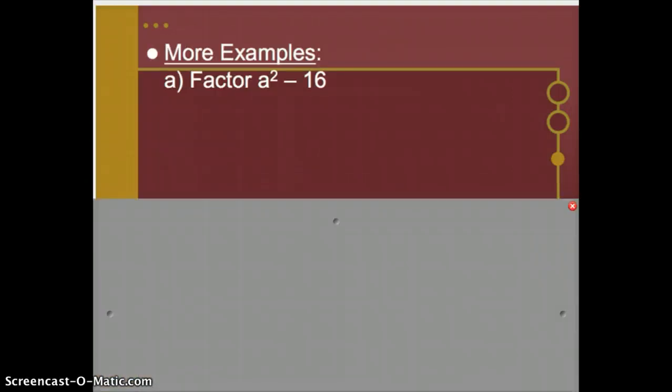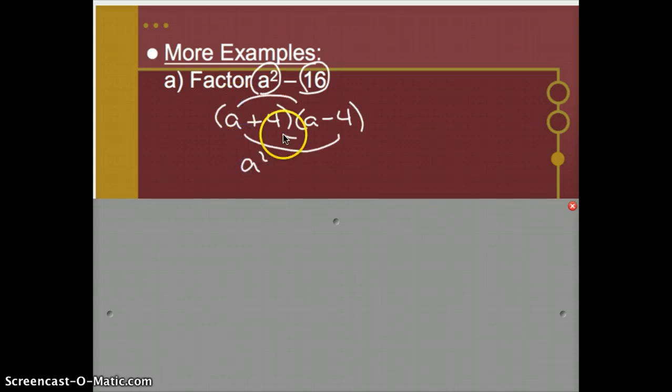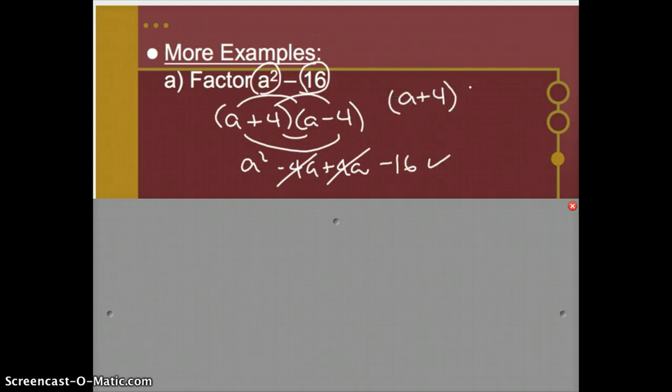So here, factor a squared minus 16. So notice, perfect square, perfect square. So it looks like this is a difference of two squares, which leads me to believe that this should factor into a plus 4 times a minus 4, or a minus 4 times a plus 4. And if I double check that again, we get a squared, and then minus 4a plus 4a. So lo and behold, those two terms will cancel out, and we have a minus 16 at the end. So it looks like we factored it correctly. The answer that I'd have you leave is a plus 4 times a minus 4.